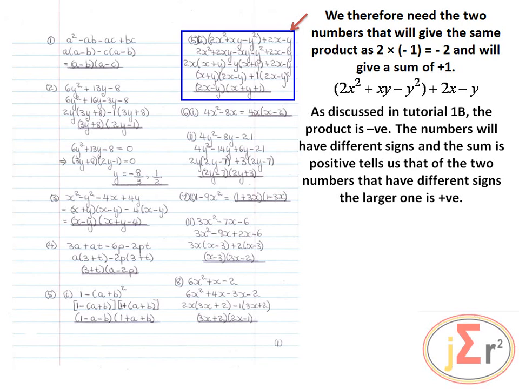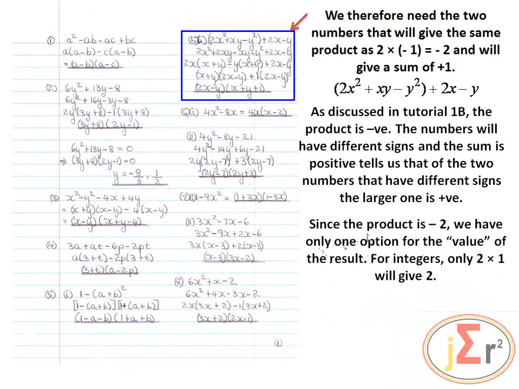So the product as we have here is negative, telling us that the two numbers will have different signs. The sum is positive, which tells us that of the two numbers that have different signs, the larger one is positive. Since the product is negative 2, we have only one option for the value of the result. For integers, only 2 times 1 will give 2. Therefore, that's the only option that we have, 2, 1. The sum is positive, therefore the larger one is positive.